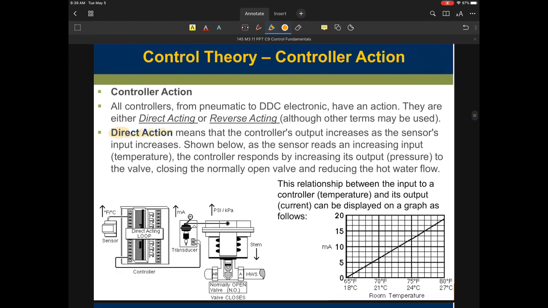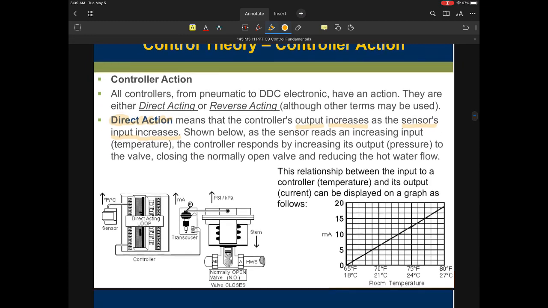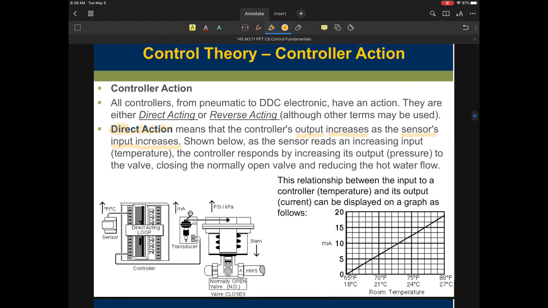So what does this mean? In direct acting, what it simply means is the controller's output would increase as the sensor's input would increase.